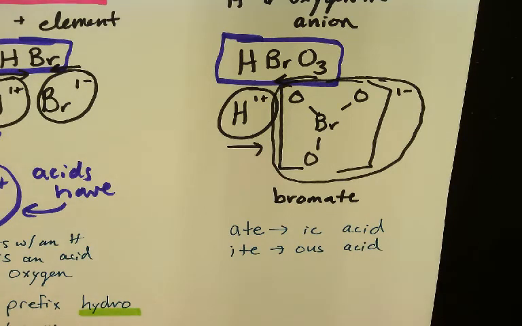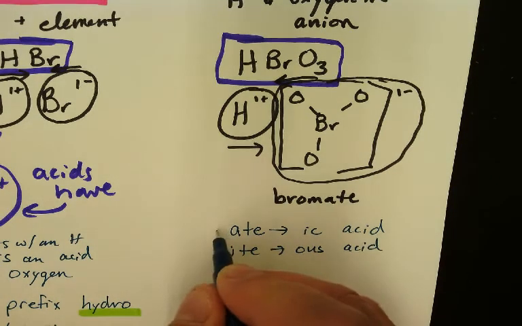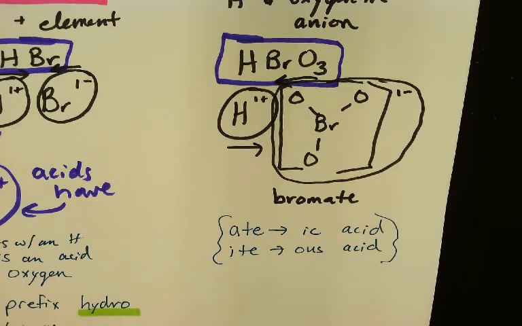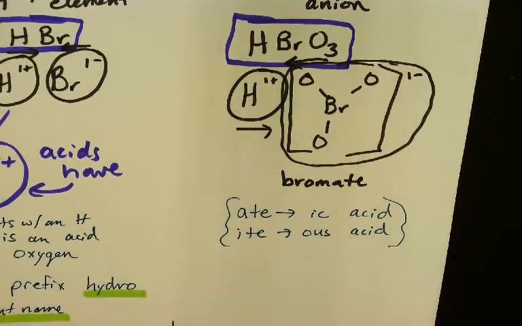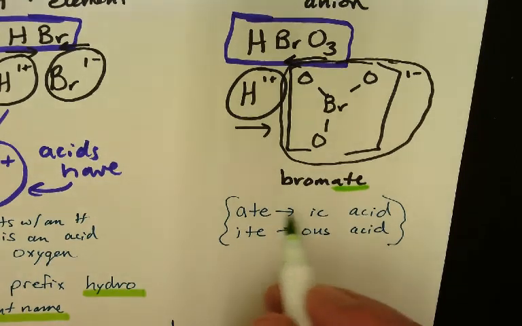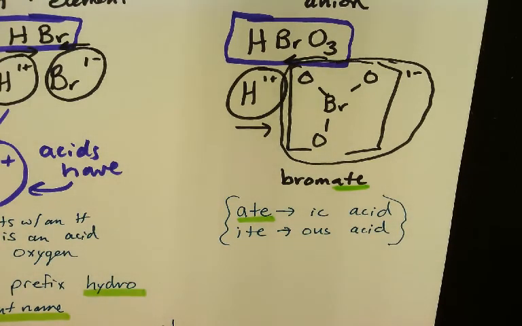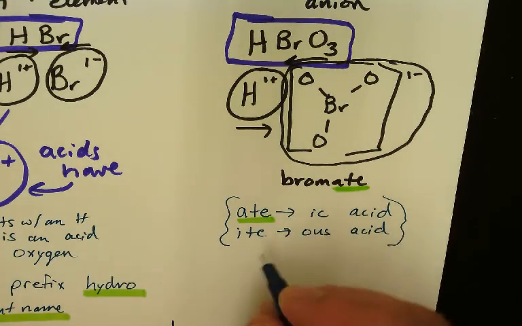So that is our rule. And this really isn't a step-by-step. This is actually a rule that you just have to follow. So let's try it. Let's name this acid now. Using our rule here. I have a what? What is this? Ate. So I'm going to change the ate to a what? Ic. And then write the word? Acid. So this is? No, not hydro. Bromic acid.